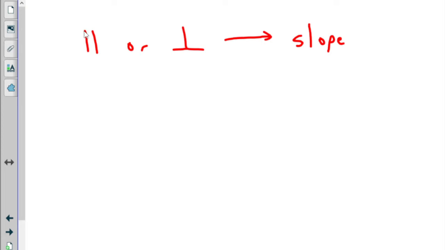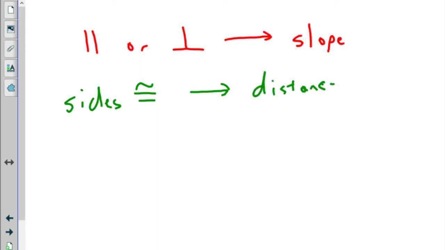Then, if I want to know about congruent, if I want to know about sides being congruent, sides being the same, then I want to use our distance formula. And if things have the same distance, then they're going to be congruent. So that's what we'll see.